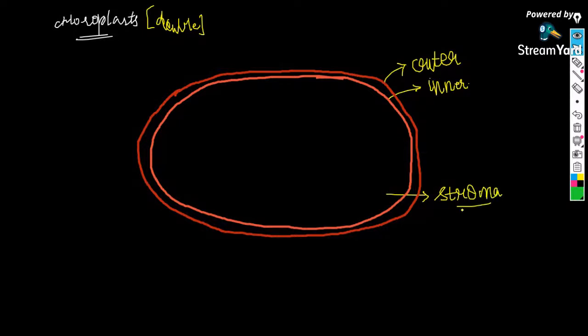Stroma, stroma, which is the what? Stroma is what? It is the liquid proteinaceous matrix of the chloroplast. It is a matrix of the chloroplast. Clear, everyone? Can you all see the diagram very clearly? So in the stroma, you will have certain membranous tags.